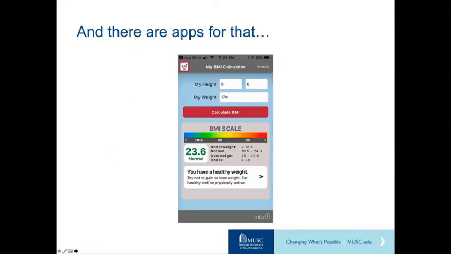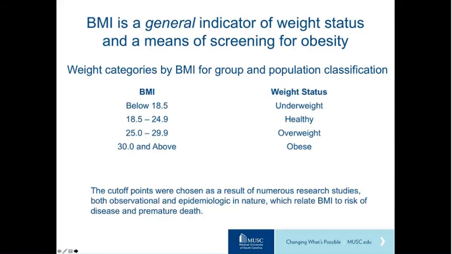But there are other even easier ways to get your BMI. Obviously, there are a number of apps available that you can download and use. This happens to be one that's available free from the National Institutes of Health. There are also a number of online calculators you can use. But in all cases, you will get your resulting BMI, and you'll usually get a table such as this that helps you to interpret that number that you get.